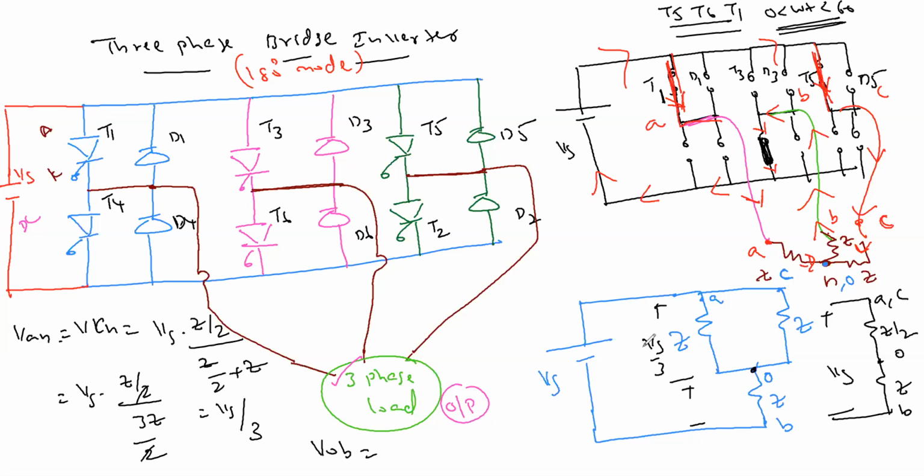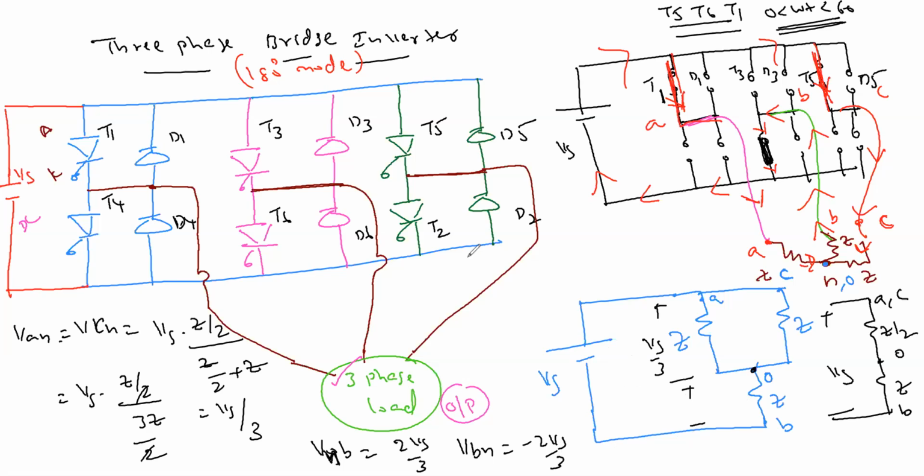टोटल Vs, KVL में Vs by 3 आता है. इधर कितना होगा? How much is this, guys? 2 Vs by 3. टोटल Vs है ना. ये दोनों ऐड करो, Vs आना चाहिए. VOB or VNB. Sometimes I'm using O, sometimes neutral. Don't get confused. Actually, O, neutral point, or N are all the same. Or you can use VNB. VNB is 2 Vs by 3. What is VBN? I want VBN. Minus 2 Vs by 3.